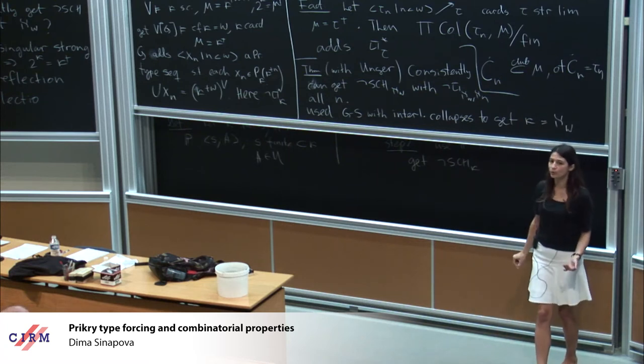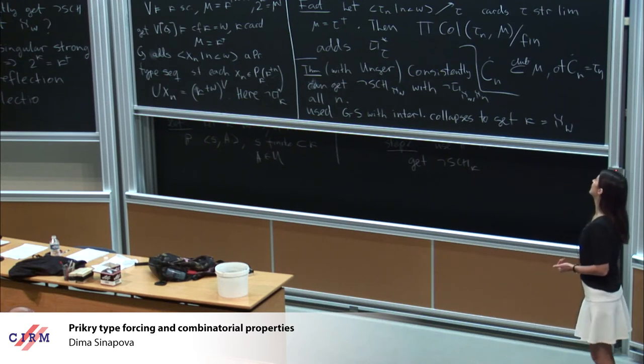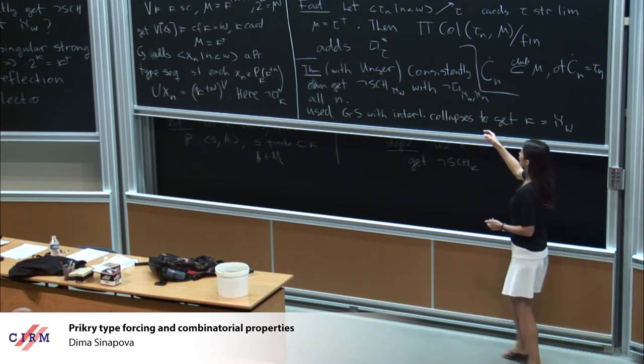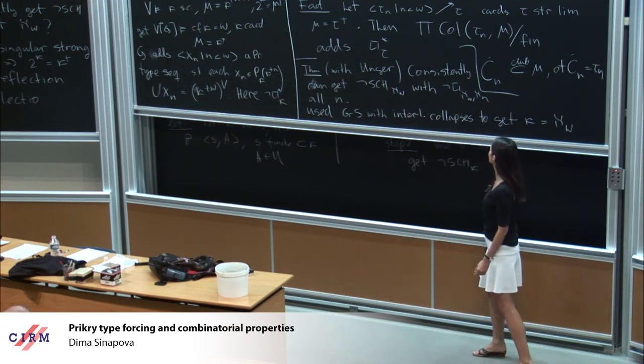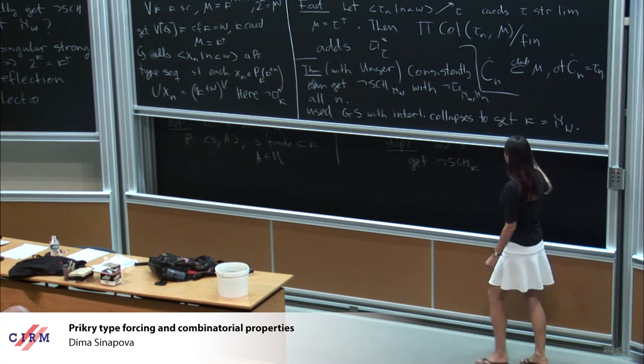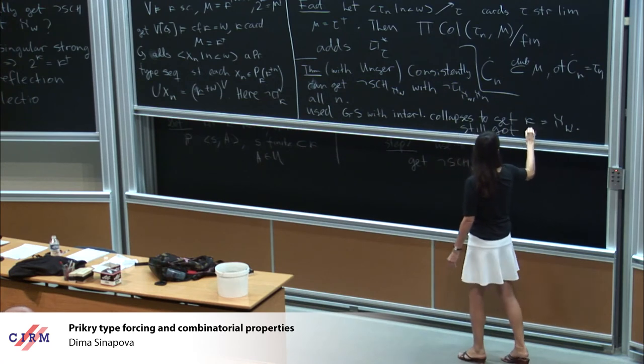So one can put interleaved collapses in the Gitik-Sharon poset, and you can do almost what you want, but not quite. In particular, in our model, we still got weak square to hold.